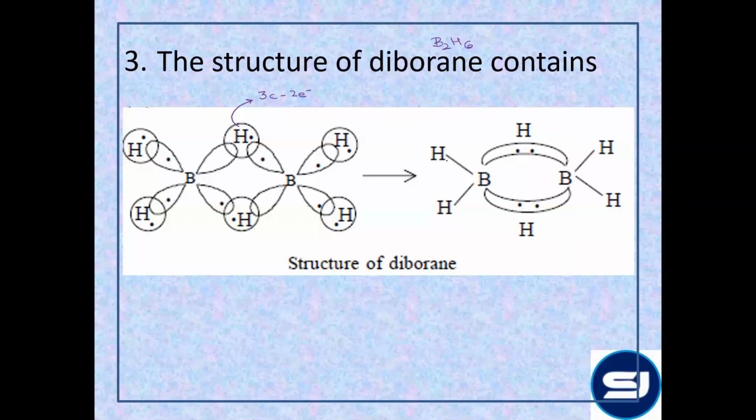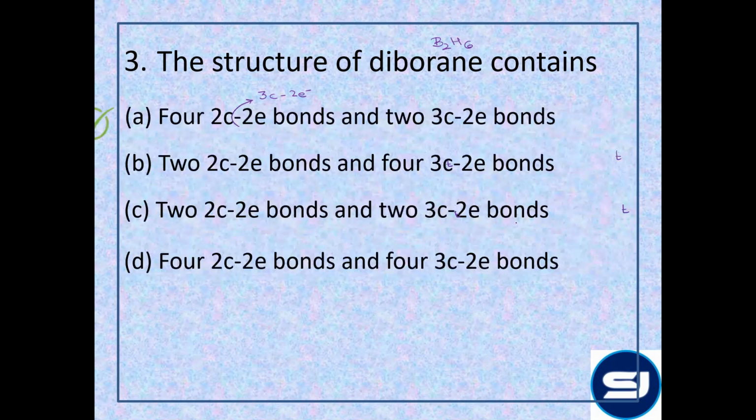And these hydrogen atoms are called terminal bonds, which are the normal bonds, meaning two center two electron bonds. So there are 1, 2, 3, and 4 two center two electron bonds, and two of them are three center two electron bonds.